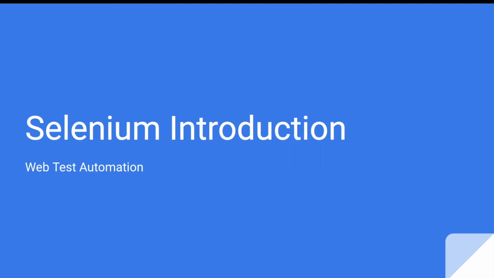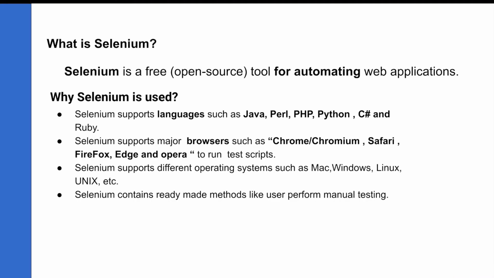Hi guys, in this video we're going to see an introduction to Selenium. What is Selenium? Selenium is a free open source tool for automating web applications. And why Selenium? Selenium supports different languages such as Java, Perl, PHP, Python, C Sharp and Ruby. You can write the test scripts using all those languages, not only any one language.